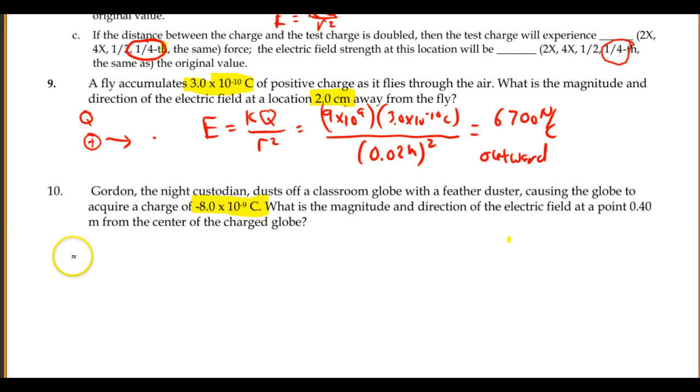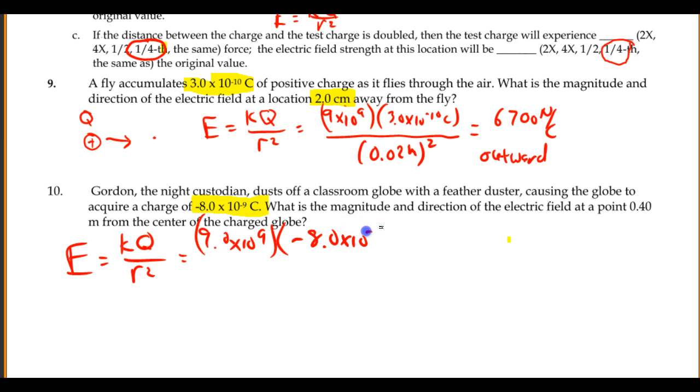Again, we have a distance and we have the charge that creates the field, so the electric field strength now will be KQ over R squared. Again, that's 9 × 10⁹. That's in newtons, coulombs, and meters, so we need to be in base units with the others. -8.0 × 10⁻⁹ coulombs. And we're going to divide that by the distance squared, 0.4 meters. Just don't forget to square it.